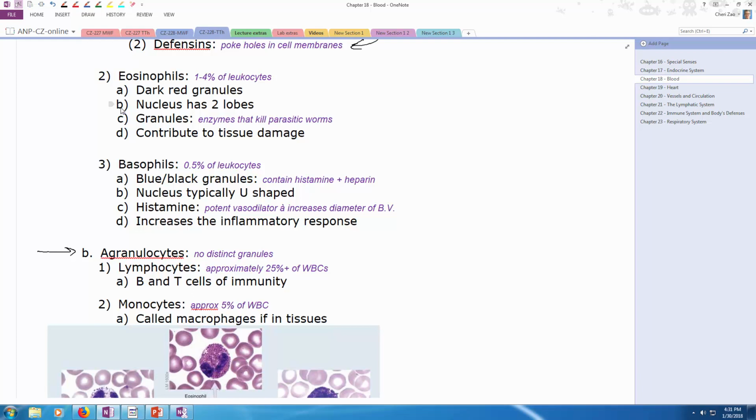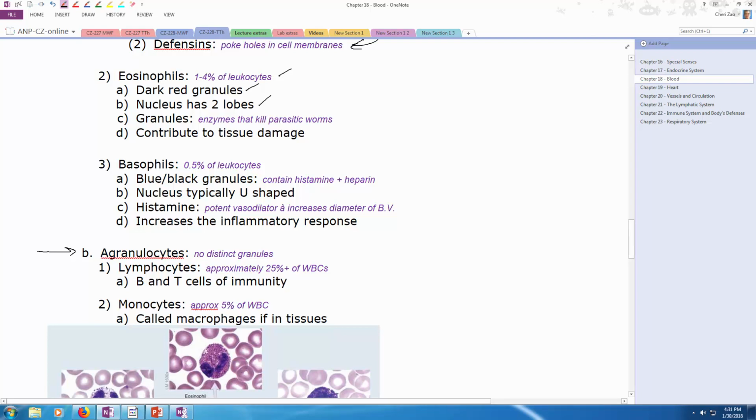Eosinophils are anywhere from 1 to 4% of our WBC count. They're called eosinophils because they like red stains. And so the red stains are actually confined to the granules inside them, and so the granules appear very dark red. The nucleus itself has 2 lobes.